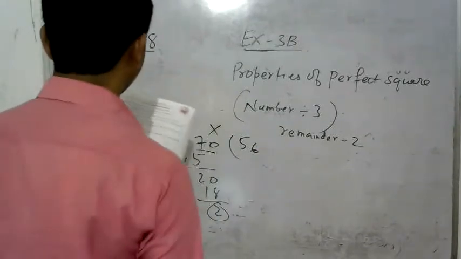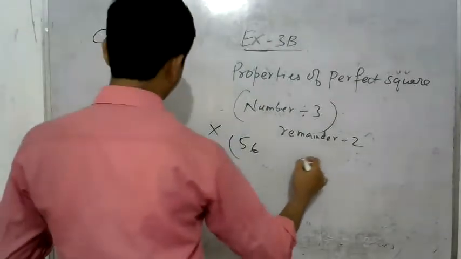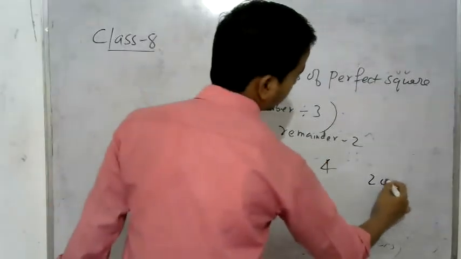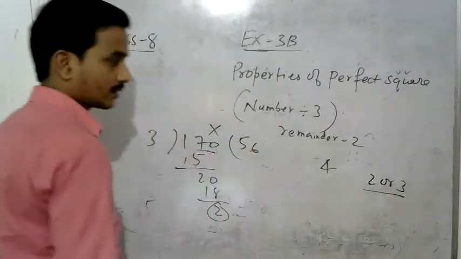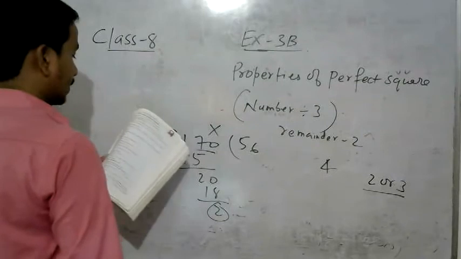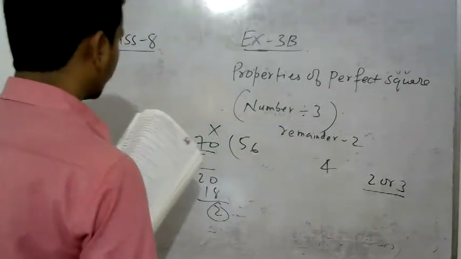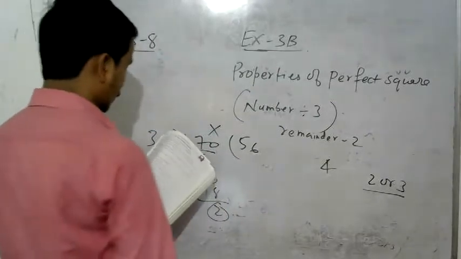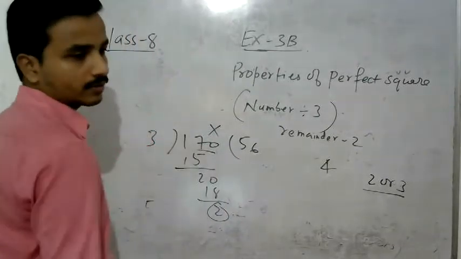perfect square number. The next property is when you divide any number by 4 and you get remainder either 2 or 3, then that is not a perfect square number. The next property is the square of an even number is always even, and the square of an odd number is always odd.